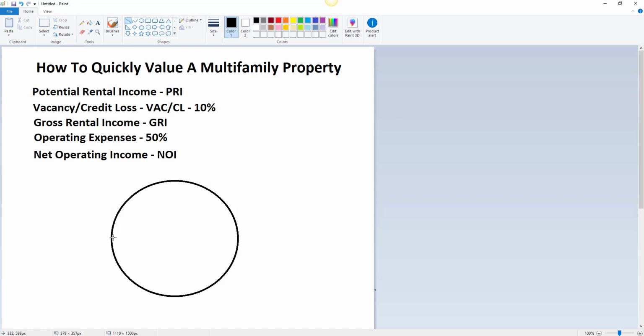Just give me a second while I try to draw this. Again, I've never really used this program before. This is brand new to me, but it shouldn't be too difficult to do. I did do a couple practice runs with it. All right, let's go back here.